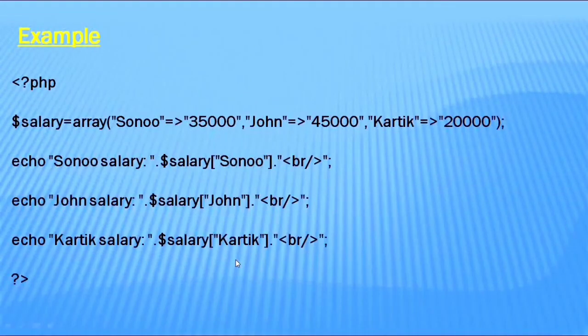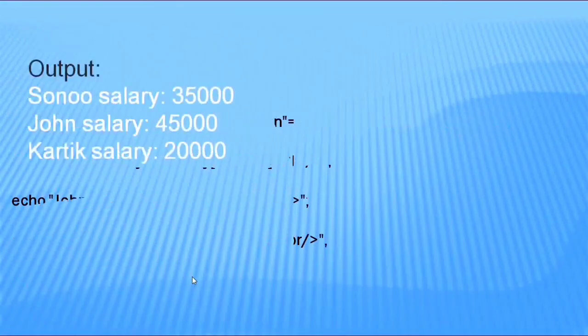Next example, less than question mark PHP is the starting code. Next, salary equal to array of Sonu equal to 35,000, John equal to 45,000, Karthik equal to 20,000. Echo prints Sonu salary, John salary, Karthik salary. So these three members' salaries are printed in the output. So output is here. If you look at this, Sonu salary 35,000, John salary 45,000, Karthik salary 20,000.